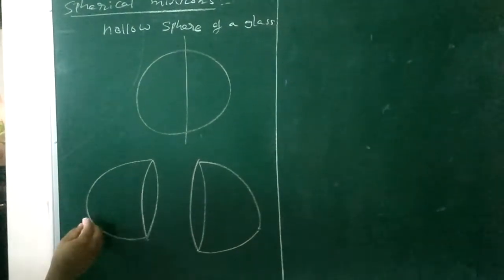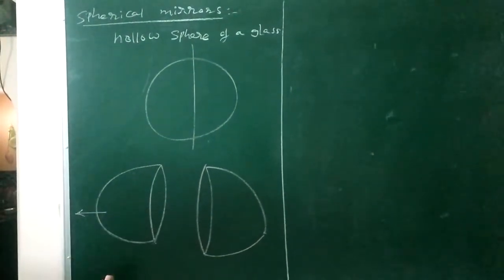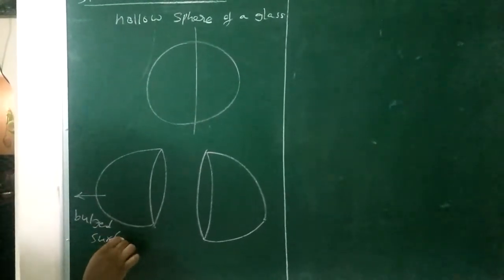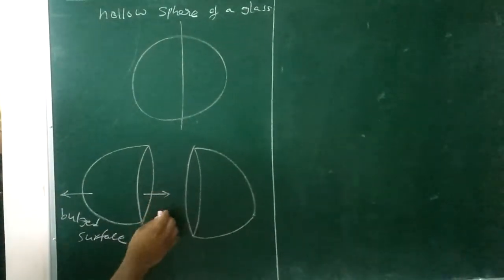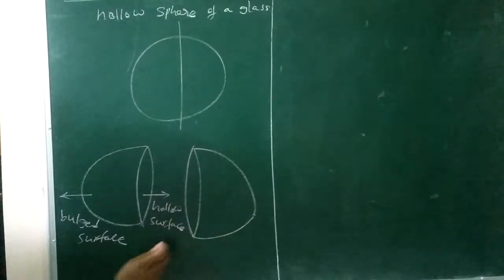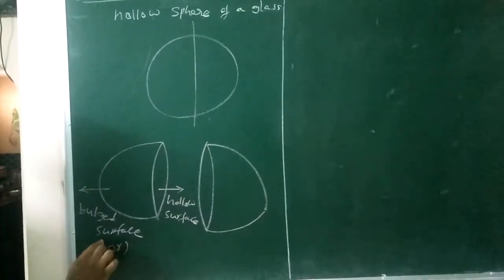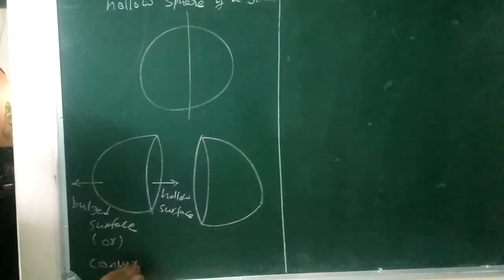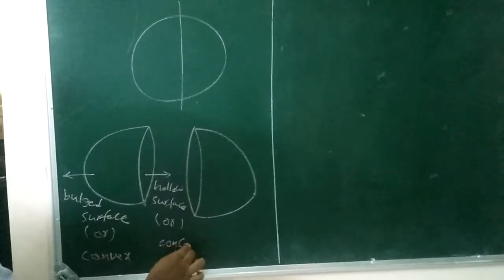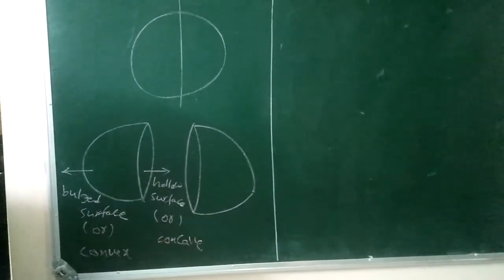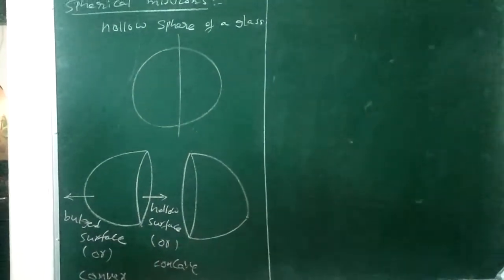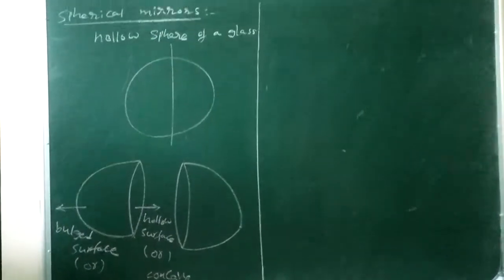This cut part has two parts. One is the bulged surface. Another one is the hollow surface. This bulged surface has another name, convex surface, and the hollow surface has another name, concave surface. Here also, this is the hollow surface and this is the bulged surface. This we can call a spherical mirror.